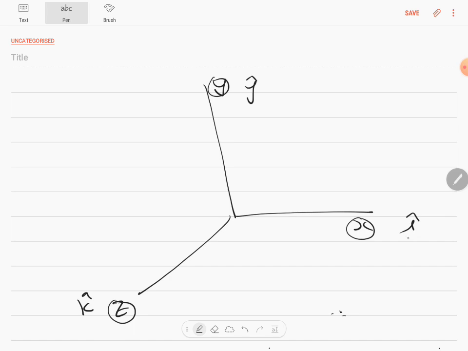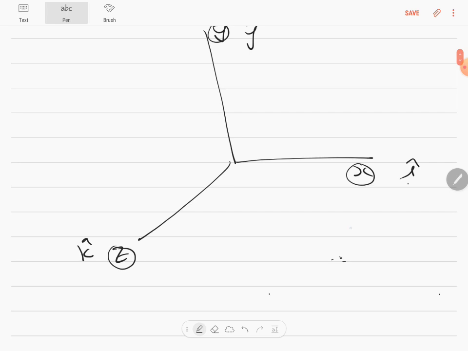So i cap, j cap, and k cap are just indicating the directions of the x-axis, y-axis, and z-axis. The magnitude of i cap is 1, the magnitude of j cap is 1, the magnitude of k cap is just 1. They don't carry any magnitude, they just indicate the directions.